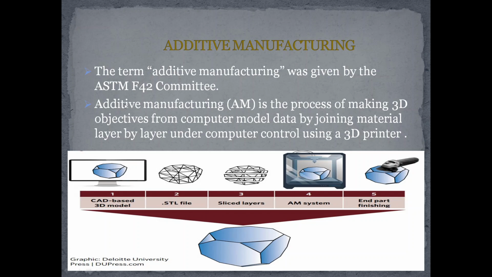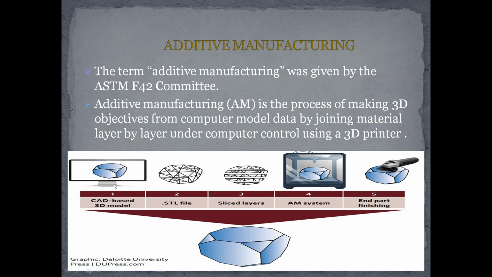Now what is additive manufacturing? This is our main topic and this is also the introduction. Additive manufacturing is the process of making 3D objects from computer model data by joining material layer by layer under computer control using a 3D printer. So I am trying to help you understand what its process is.